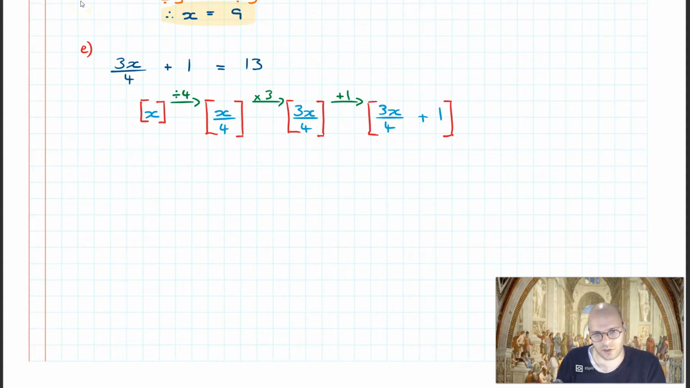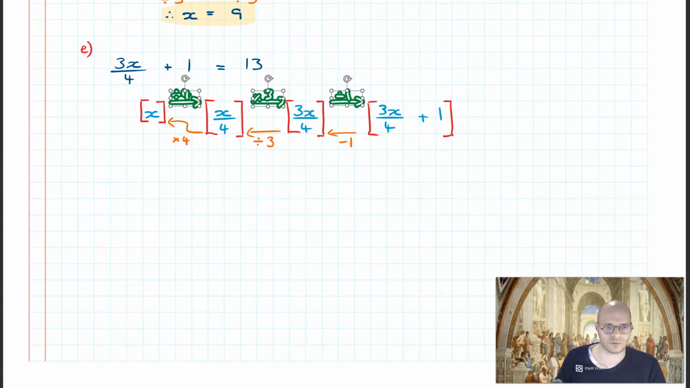And therefore, reversing this, we're going to subtract 1, divide by 3, and finally multiply by 4, thus yielding the operations we need to do to solve for x here.